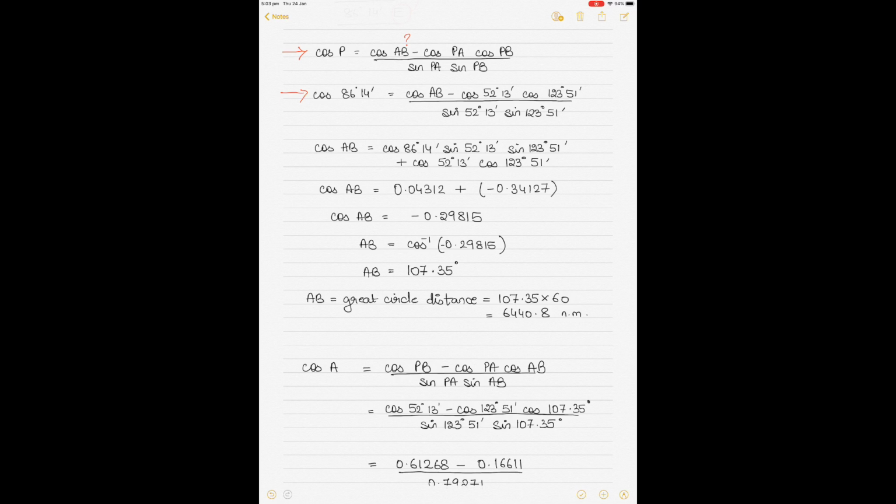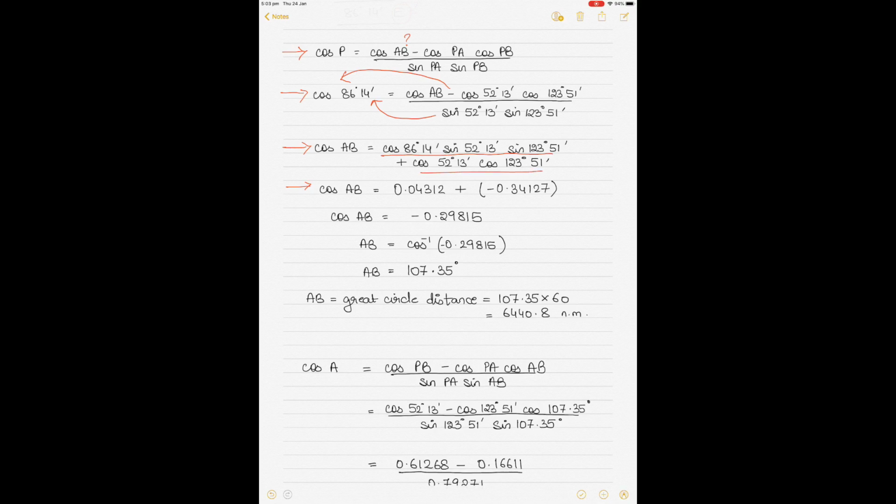Because AB is unknown to us, we take the knowns here. So this goes on to the other side and becomes a multiplication sign, and this also goes on the other side and becomes an addition sign. And this is what I have done here. You can see that, right? Simple transposition, which is the basic of maths. Follow my prompts, see the values that I have put up, and solve one by one. Solve cos 86 14, sin 52 13 and sin 123 51 first, and then solve cos 52 13 and cos 123 51.